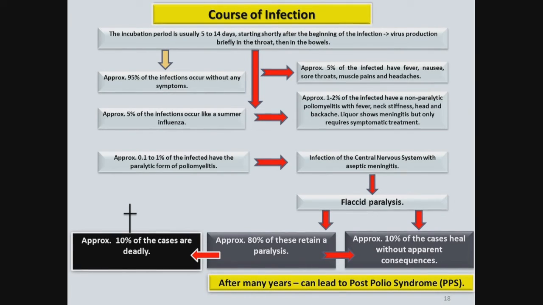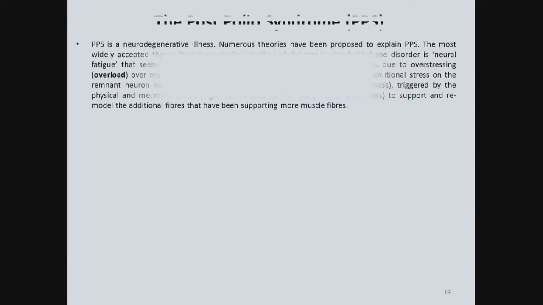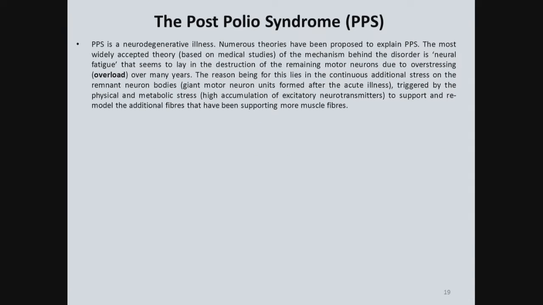After many years, it can lead to a post-polio syndrome, PPS. The post-polio syndrome, PPS. PPS is a neurodegenerative illness. Numerous theories have been proposed to explain PPS. The most widely accepted theory, based on medical studies, of the mechanism behind the disorder is neural fatigue that seems to lie in the destruction of the remaining motor neurons due to overstressing, overload, over many years.